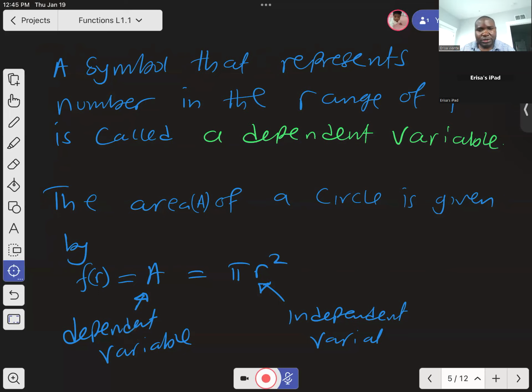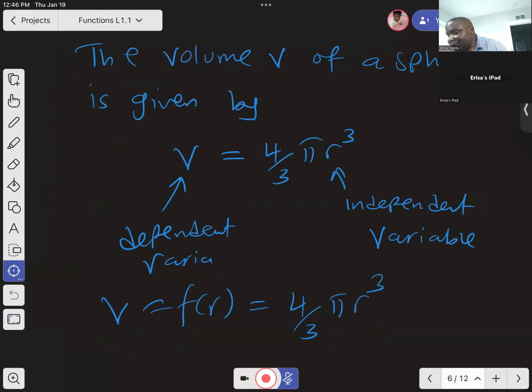So we are introducing functions here, and what we are trying to understand is what an independent variable is and what a dependent variable is. Still I have this example. The volume of a sphere is given by 4/3 pi r cubed. So r is the independent variable and V is the dependent variable. We'll be selecting symbols to represent functions because you cannot keep writing the same thing. If you write it in terms of words, it's going to take a lot of time and space. So I select r to be the radius, and then I select V to represent the volume.